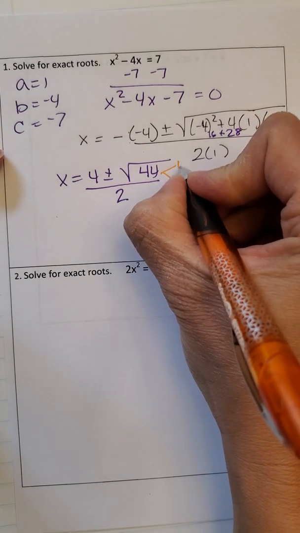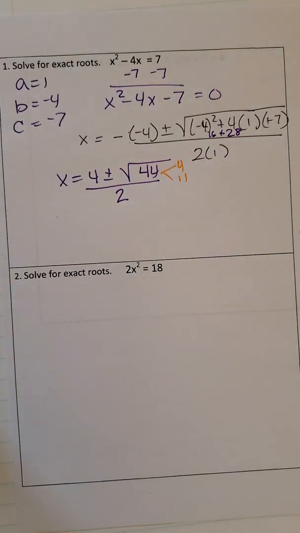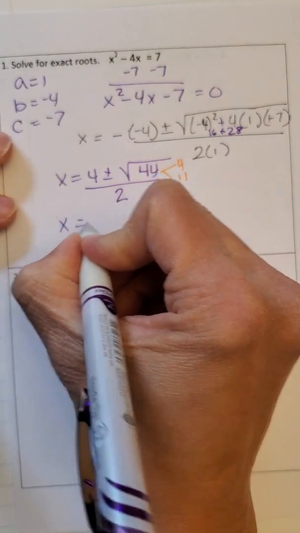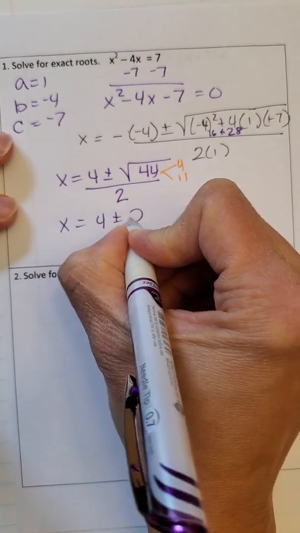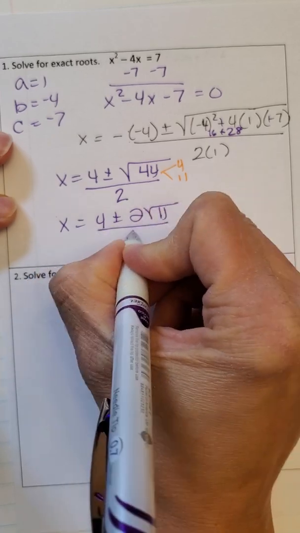So 4 times 11 is what we get when we factor the 44. The square root of 4 is 2. So I'm going to say X equals 4 plus or minus 2 root 11 divided by 2.